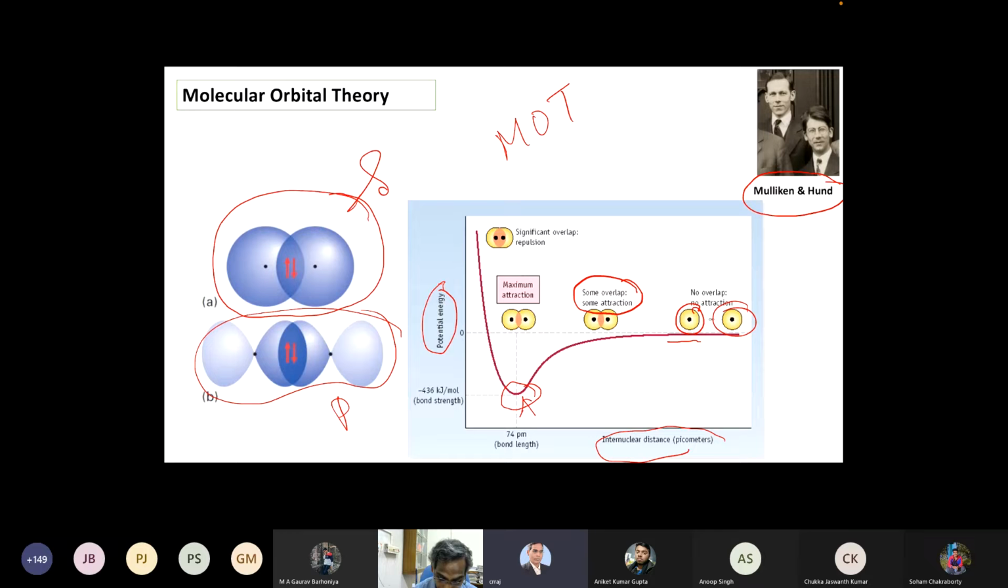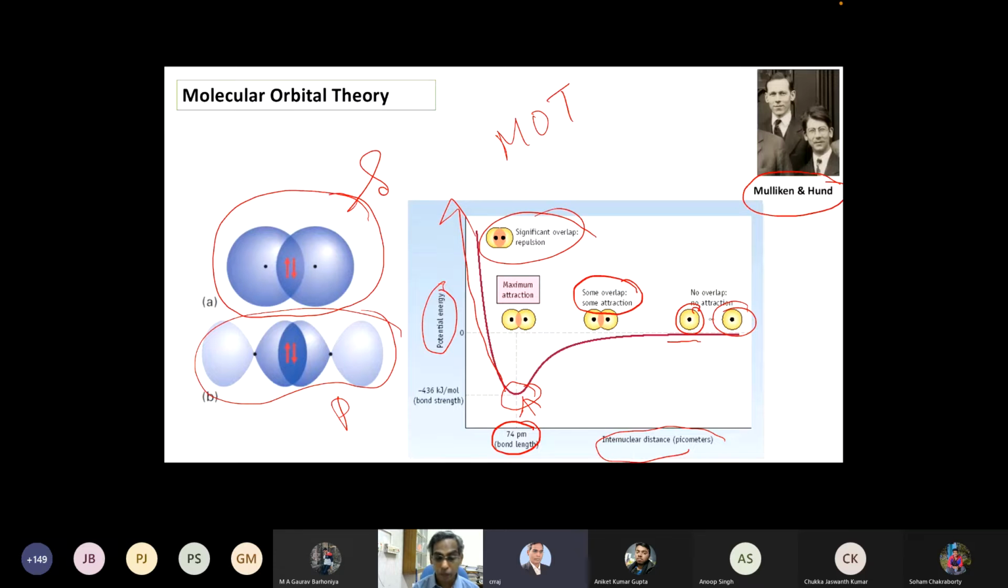A minimum energy is reached, and then again if you force these two atoms closer than a particular distance, in the case of hydrogen, beyond 74 picometers, your energy starts increasing because there is a limit. After that, you have internuclear repulsion, right? As a result, the energy increases.